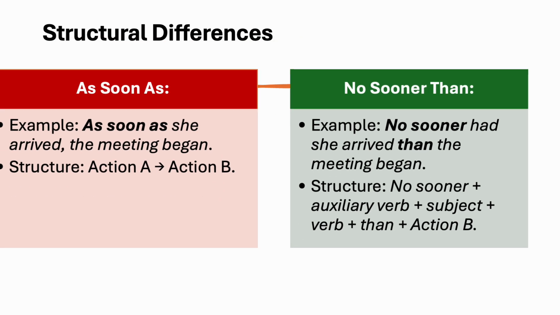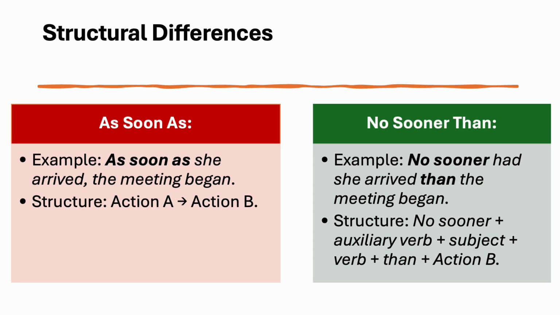In a question paper, when we get a sentence that begins with as soon as, and we have to change the structure, we transform it by adding in no sooner than. So how will we do that? Instead of as soon as, we have to write no sooner, and then we have to use the auxiliary verb, that is had, and then the subject, and then the verb, and then than, and then the remaining part of the sentence.